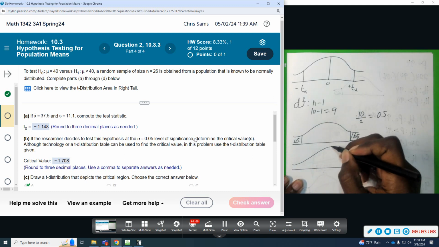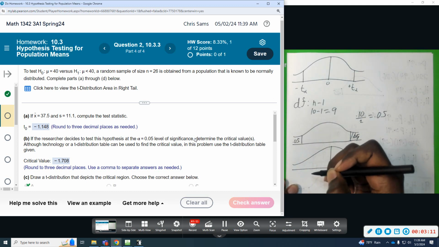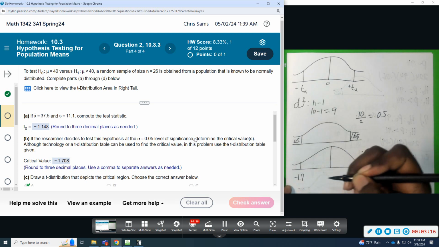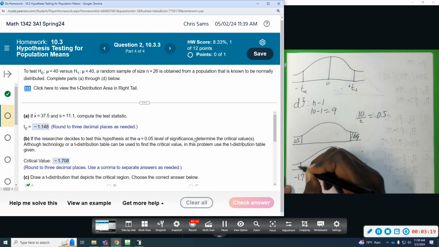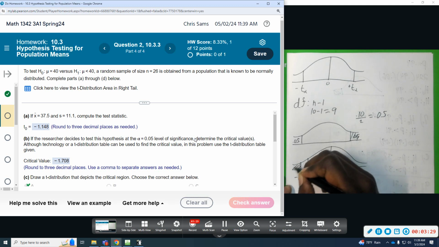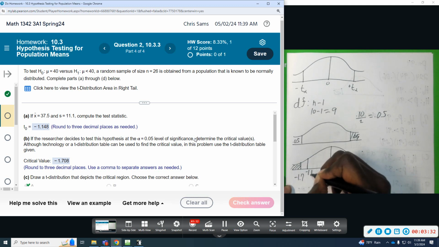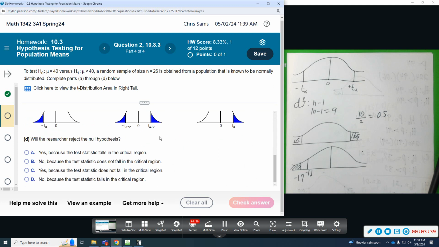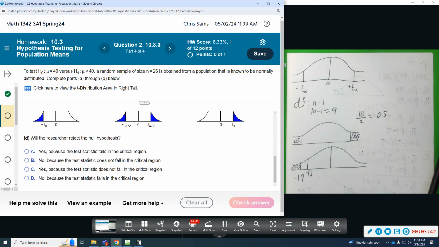So our critical value is negative 1.7. Our test statistic was larger than that, closer to 0 on the positive side. It was negative 1.1. This is the rejection region. This t, our test statistic, did not fall in the rejection region, so we do not reject. So will the researcher reject the null? No. Test statistic does not fall in the critical region.